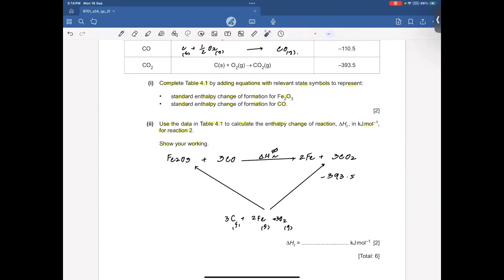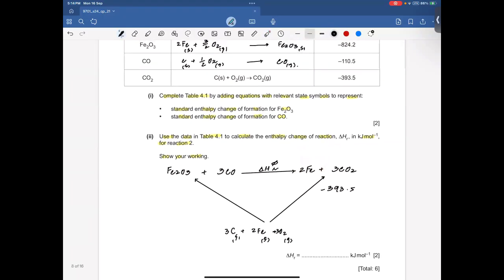By the way, the standard enthalpy change of formation of elements in diatomic molecules is always 0, which is why its value is not given in this table. All right. The Fe2O3 value is given, which is minus 824.2. Carbon monoxide is minus 110.5 multiplied by 3 because we have 3 moles.